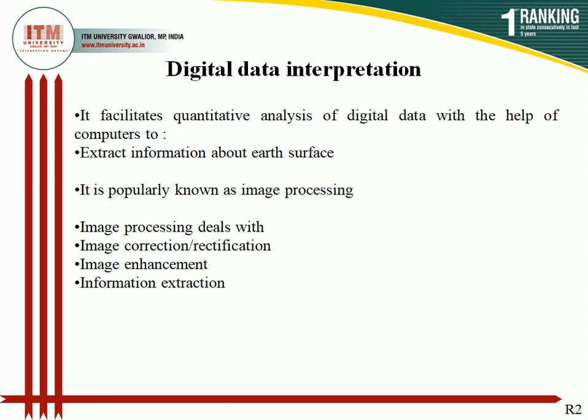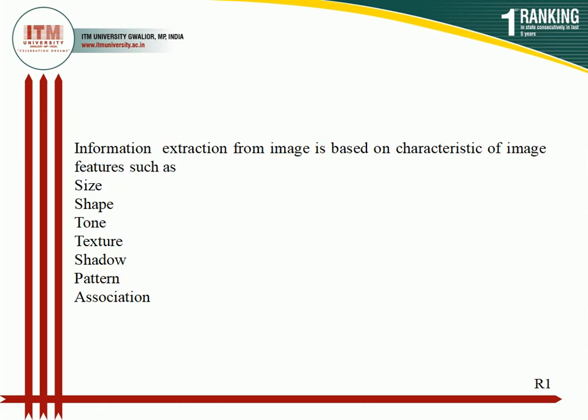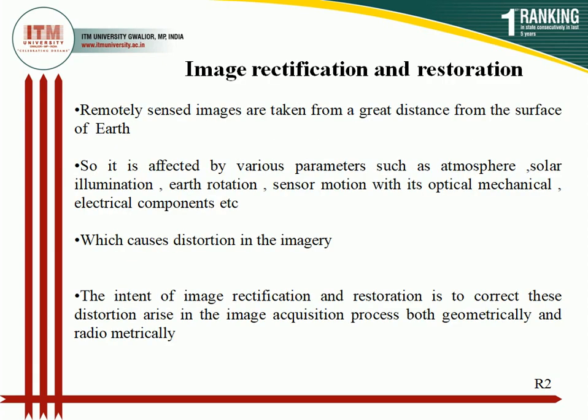So in the image processing, there is the image correction and rectification. Next one is the image enhancement, and the last one is the information extraction. So all types of the earth characteristic can be extracted with the help of this size, shape, tone, texture element of a particular object. Remotely sensed data are basically taken from a large distance.